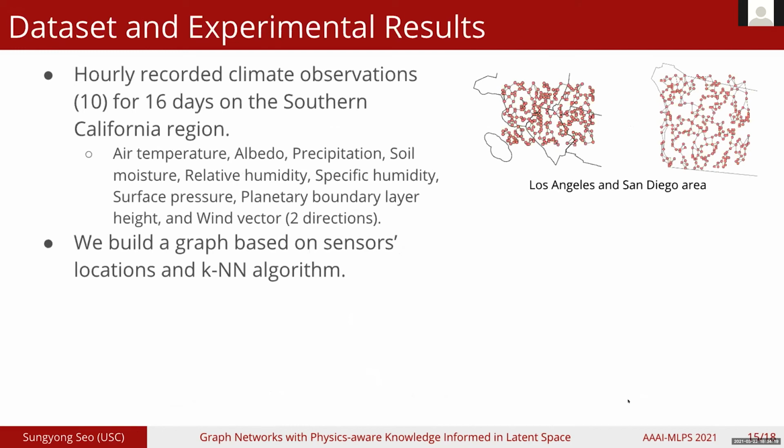Here are the dataset and experimental results. We collected hourly recorded climate observations across the Southern California regions, Los Angeles and San Diego, over 16 days. In each region, we have 10 different spatial temporal observations on each sensor. We first build a graph based on sensors' location information using the KNN algorithm, and then we train the proposed model as well as other baselines for a one-step prediction task.